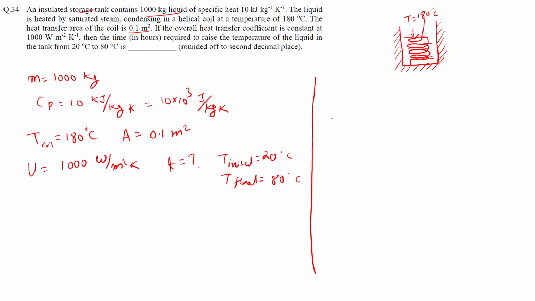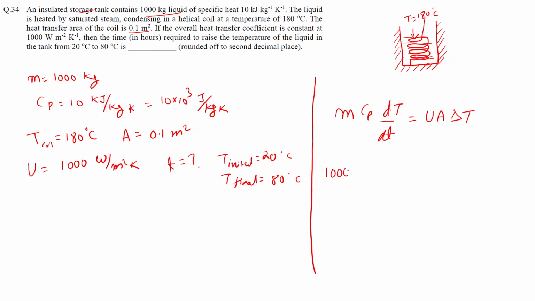So we can rewrite it as the mass present in this system into Cp into dT upon dt. Here the temperature will be changing with time because we have been given an unsteady state system, and this will be equal to the heat gained or lost by the fluid. So that is given as UA delta T. So we will just replace the values over here.